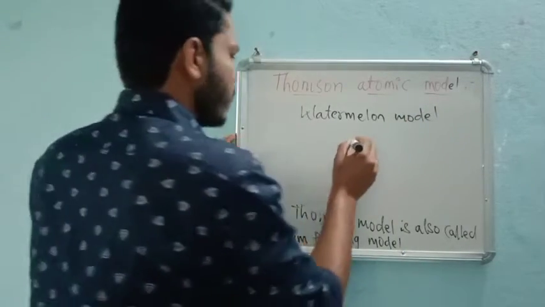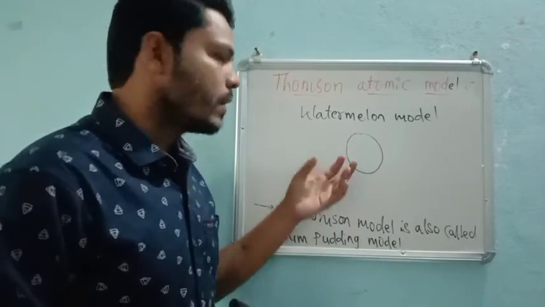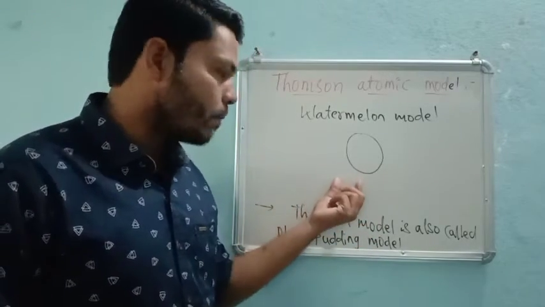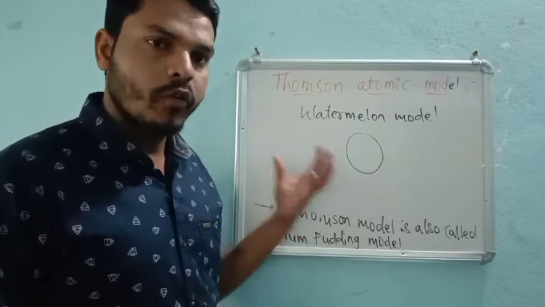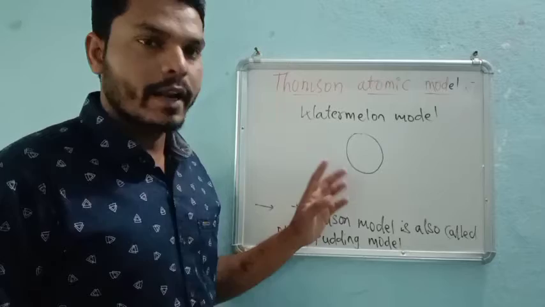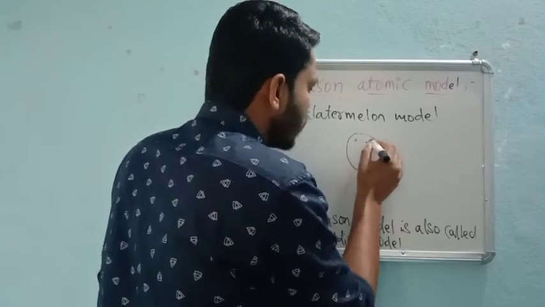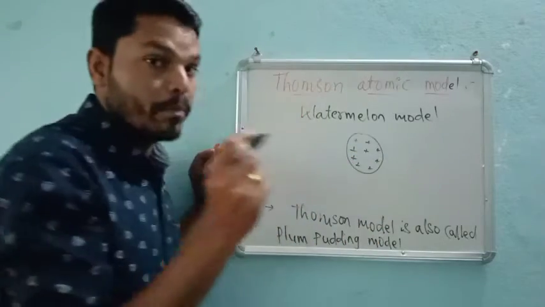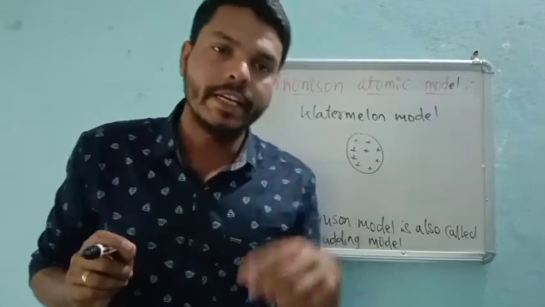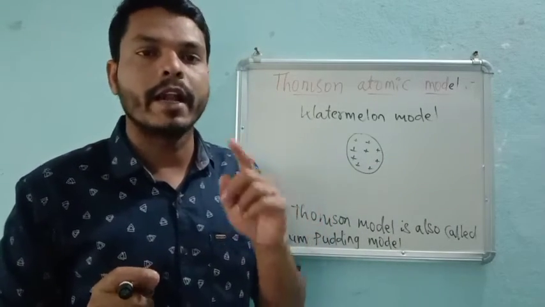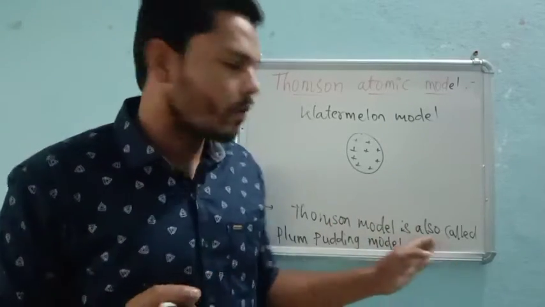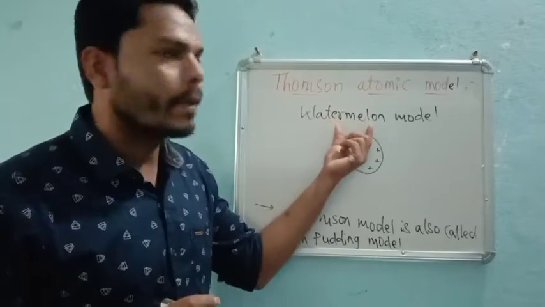A watermelon is always spherical in shape, right? In a watermelon, the red part, that means the pulp part of the fruit, according to him, is the positive charge. And the seeds which are present, the black seeds we already know, he assumed are nothing but negatively charged species, right? So the Thomson model is also called the plum-pudding model or watermelon model.